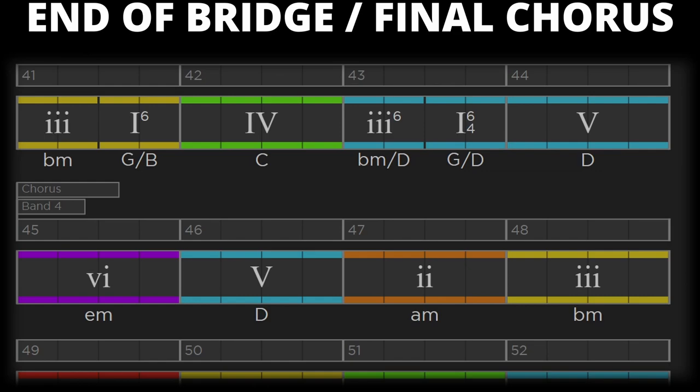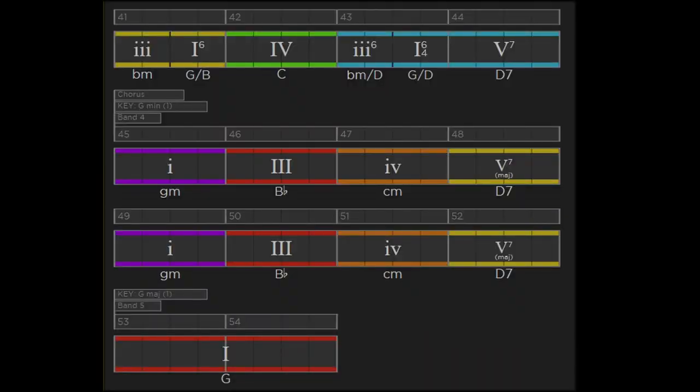The use of inversions in the bridge already provides an interesting contrast to the rest of the song. It also ends on the major 5 chord in bar 44. As we discussed earlier, this major 5 chord can be used to modulate to the parallel minor key. So we'll just change it to a dominant 7th chord, and then we can play our final chorus in the key of G minor.